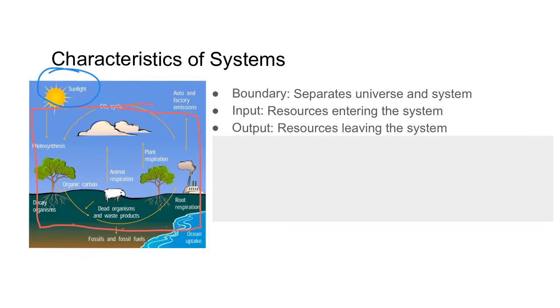We can also see things like our output. What are some resources that are leaving the system? From the boundary that I've drawn here, we have fossils and fossil fuels leaving the boundary of our system.